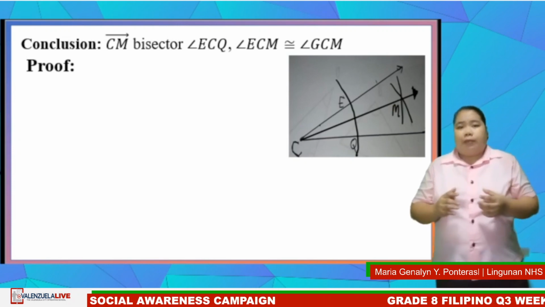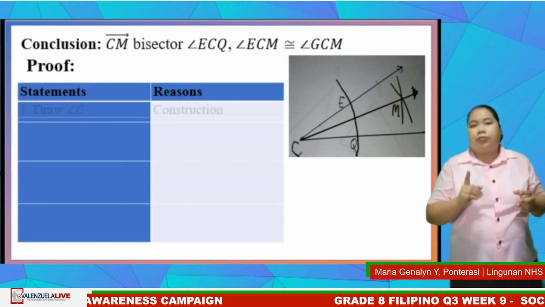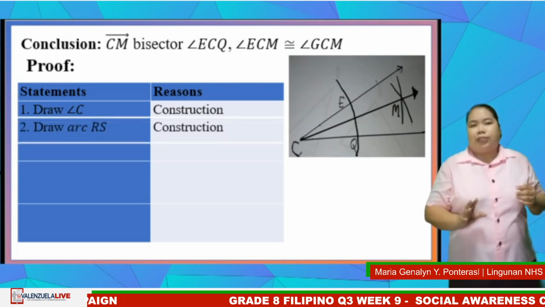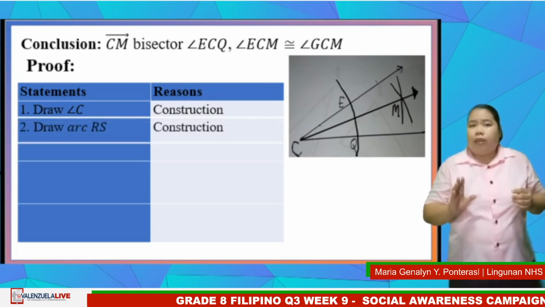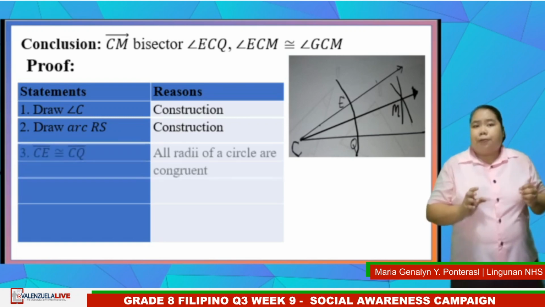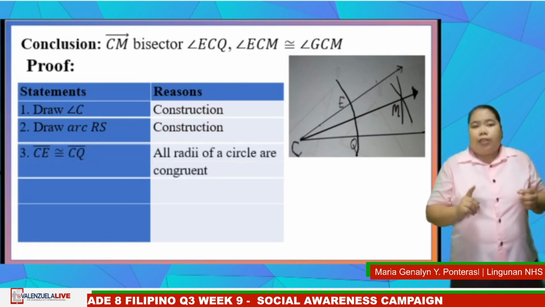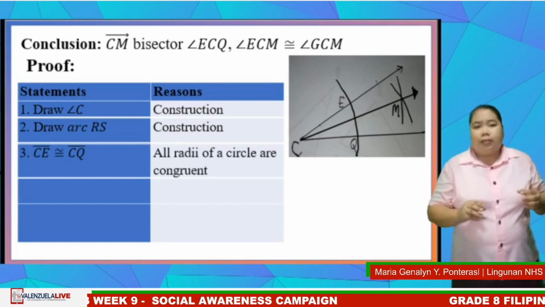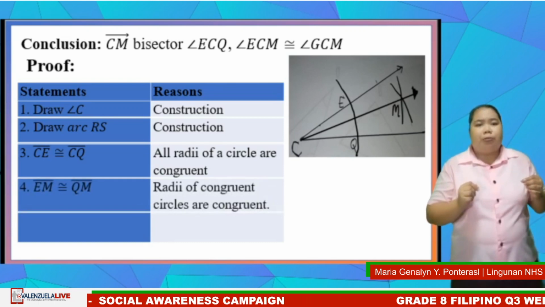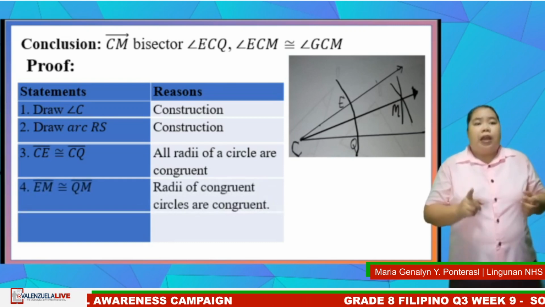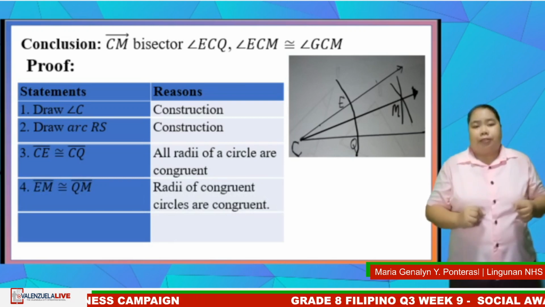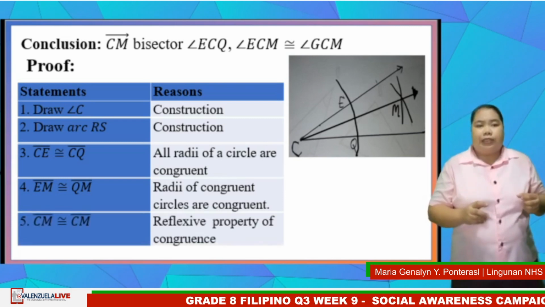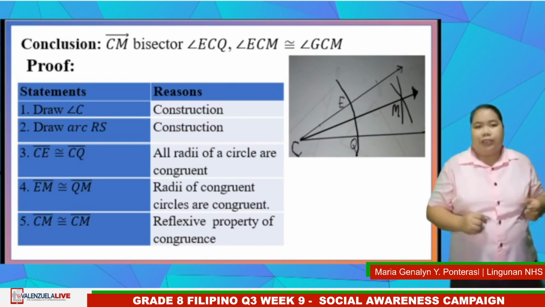In our first statement, draw angle C. The reason is construction. The second statement is draw arc RS. The reason is construction. Then the next one, CE is congruent to CQ. The reason is all radii of a circle are congruent. Then the next one, EM is congruent to QM. The reason is radii of congruent circles are congruent. Then the next one, CM is congruent to CM. The reason is reflexive property of congruence.